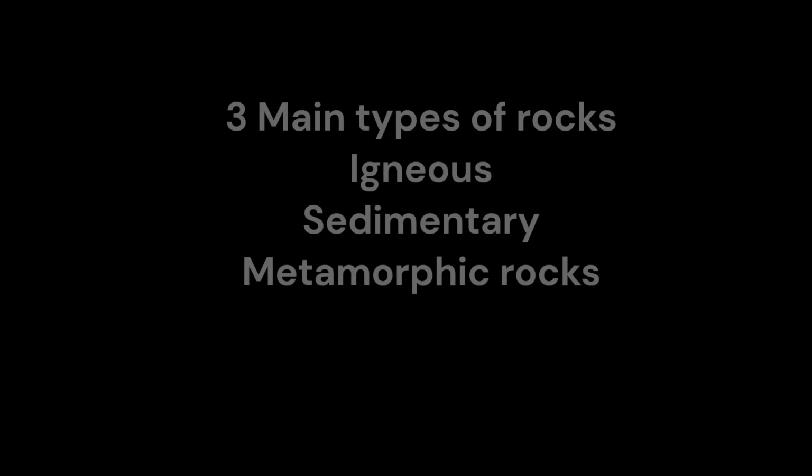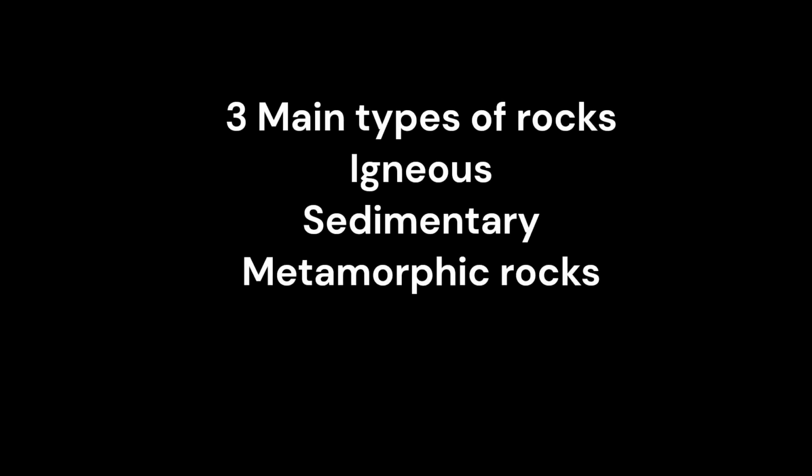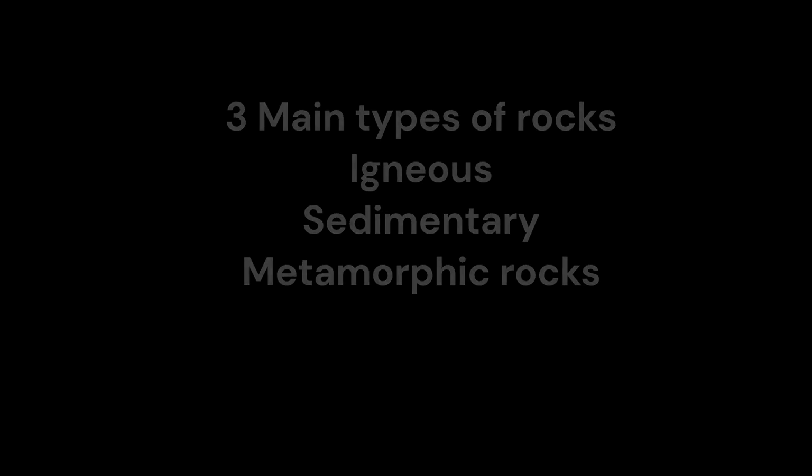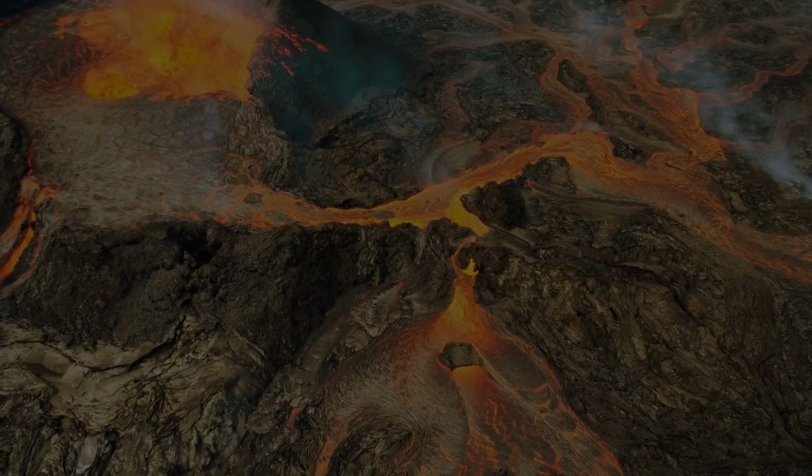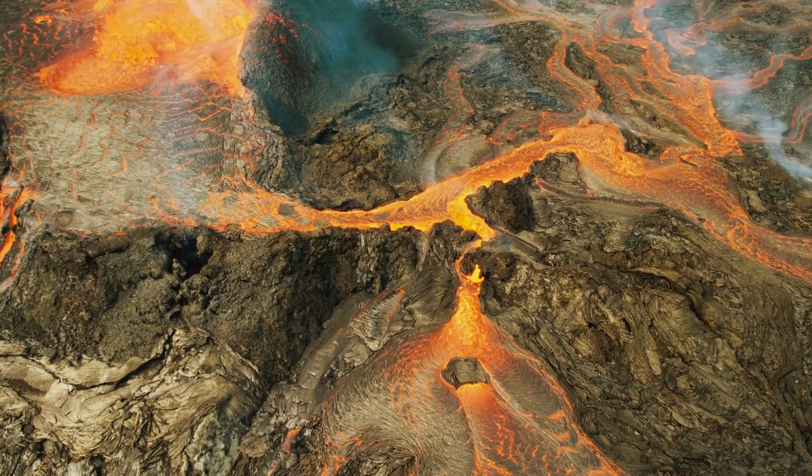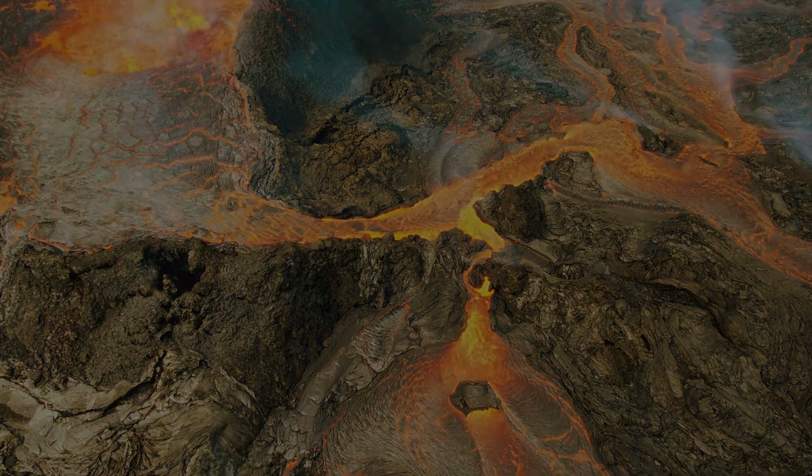So let's get started. Rocks are basically classified into three types: igneous, sedimentary, and metamorphic. For today, we are just gonna focus on igneous rocks. So, let's explore one of the three main types of rocks, igneous rocks. These are formed from the solidification of molten rock or magma. I like to think about them as time capsules, which preserve clues about the history of the Earth and the forces that shaped it.